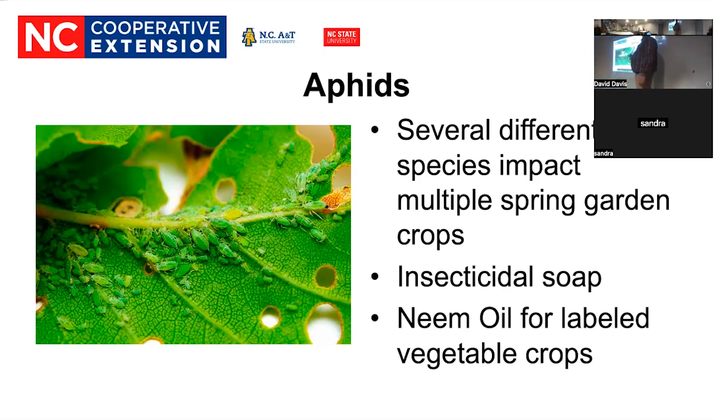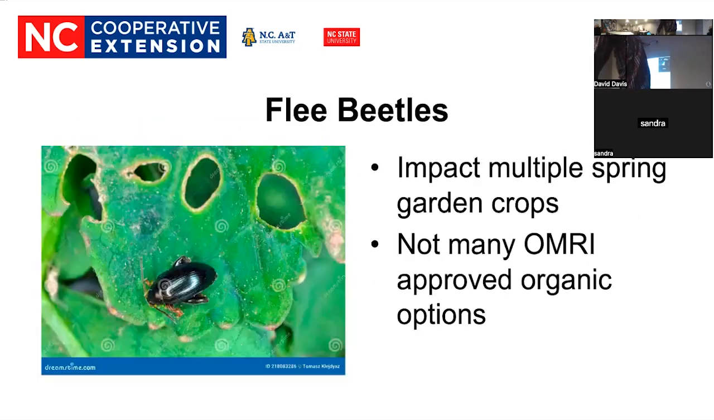And all these aphids, they're not bisexual reproduction. They're basically clones, which is really, really weird. Aphid, if you want to see something about a weird insect, a weird world, study about an aphid. It's one of the weirdest insects out there. But insecticidal soap can work pretty well. Neem oil, but make sure it's labeled. You don't want to hurt the crop. There's certain vegetable crops that neem oil is not labeled for.